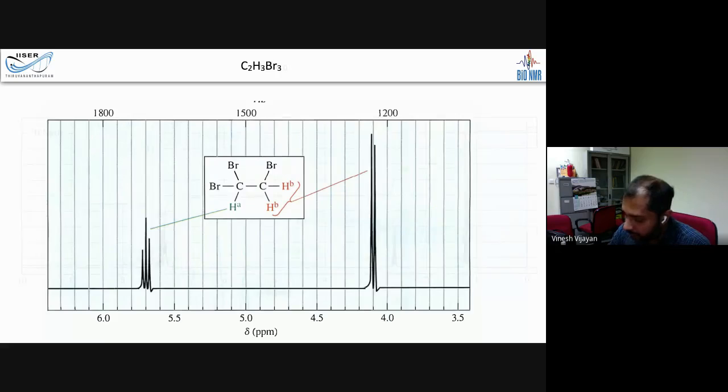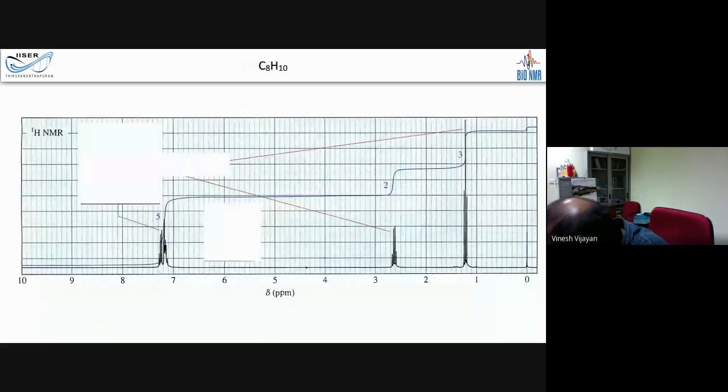All right. Now we go into this C8H10, and it also has integral values. You see there is an integral value between 7 and 8, and it has an integral of 5. So what is that? That has to be a monosubstituted benzene ring. If it is disubstituted, then the integral value will be 4. If it is monosubstituted, there are 5 hydrogens, right? There are no 6 hydrogens because it's monosubstituted. So 5 hydrogens.